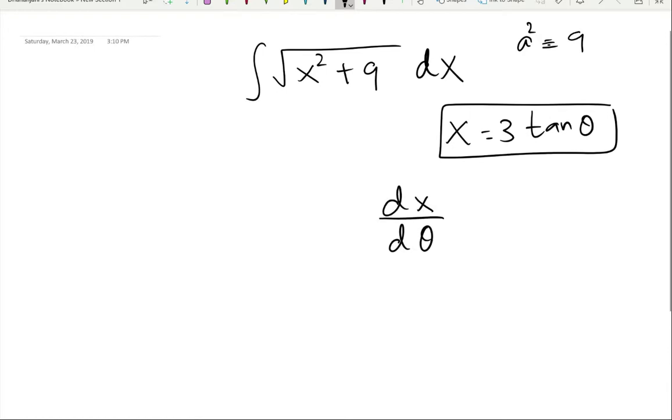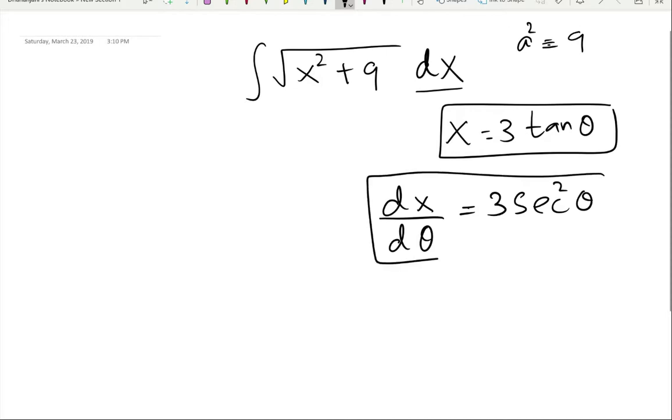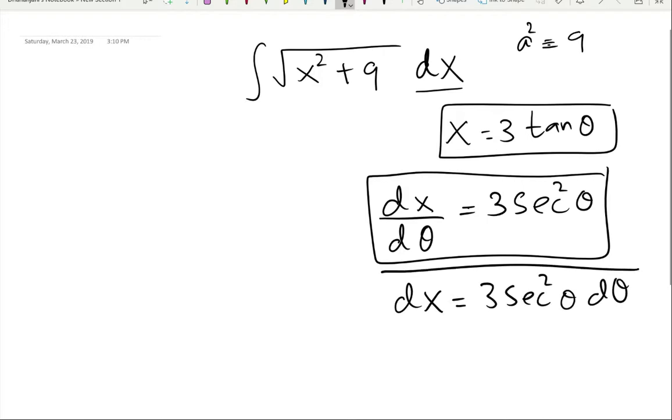Remember, you have to also replace dx, right? Substitution involves two steps. So derivative of tangent theta. What is the derivative of tangent theta? It's secant square theta. If you don't know this, note it down. You may need it in future. So dx is 3 secant square theta d theta. Okay. Alright, so this is something that you have to know. You have to memorize.